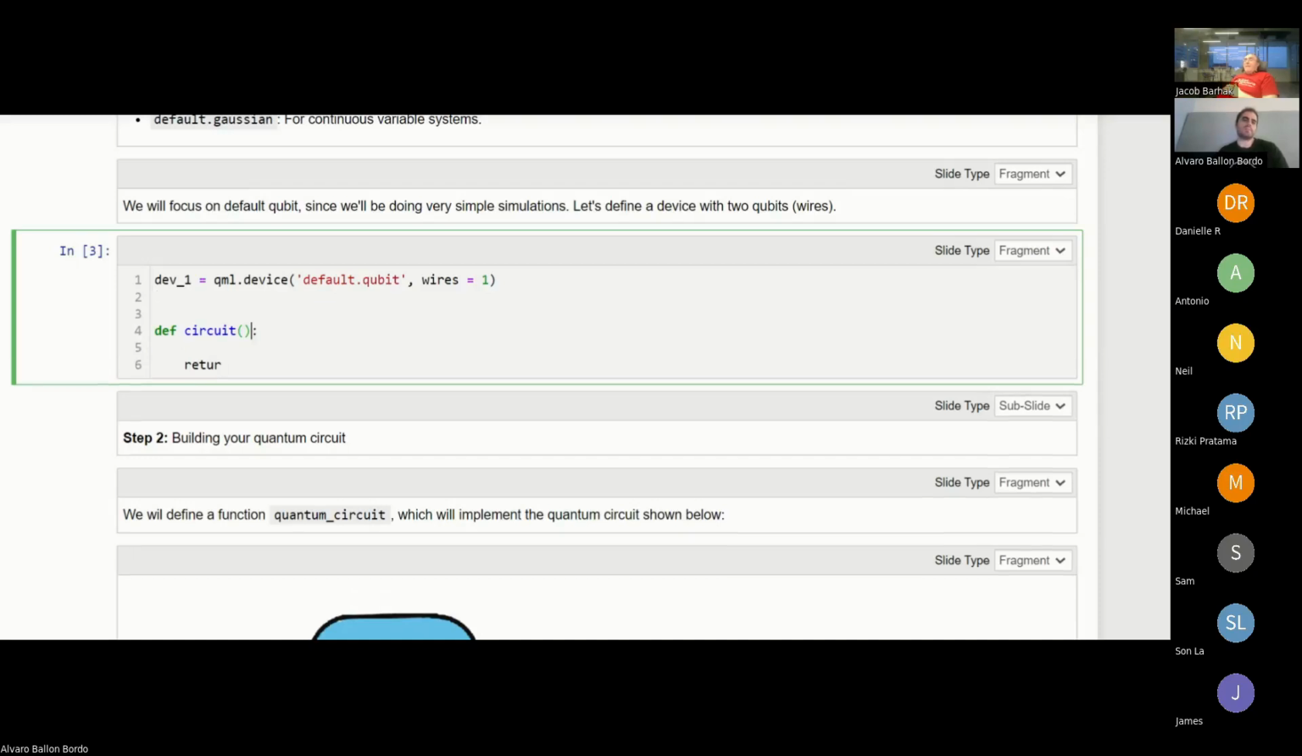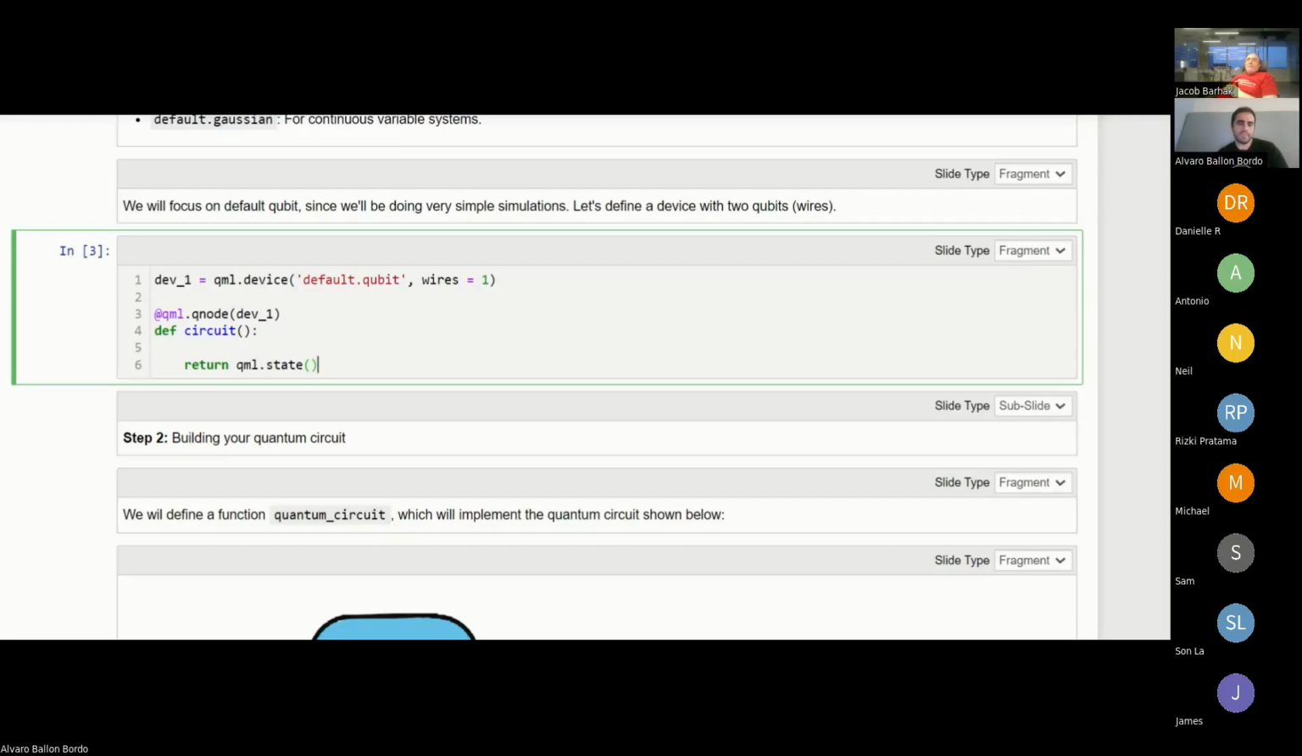And by the way, this circuit always has to be associated to the device, okay? So pennylane has to understand that this circuit is only going to use 1 qubit. The way that we specify this is by putting this decorator on top of our function, @qml.qnode(dev1). We're just telling it, hey, this function is going to use 1 qubit, which was specified here. And then we're just defining a function named circuit. Let's just write this. We're going to return qml.state. The state is basically just the qubit.